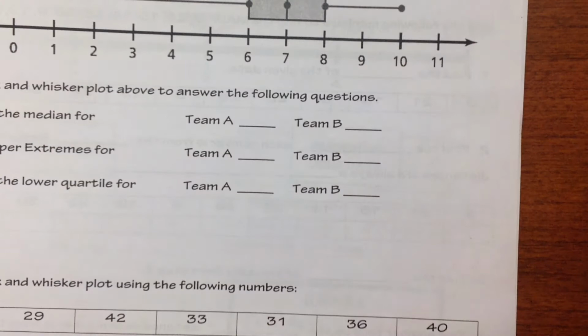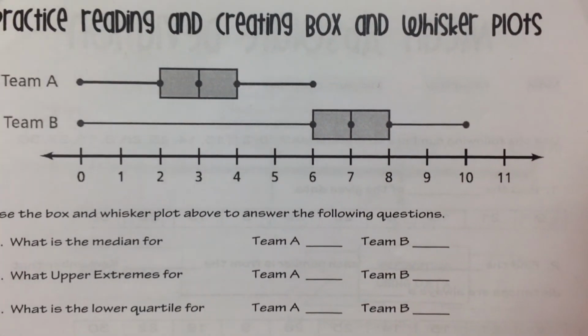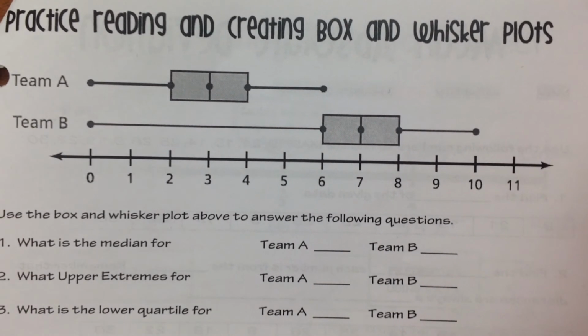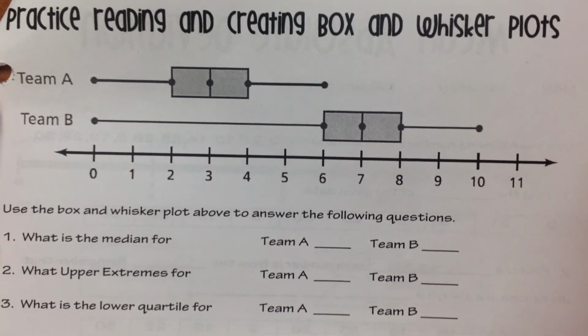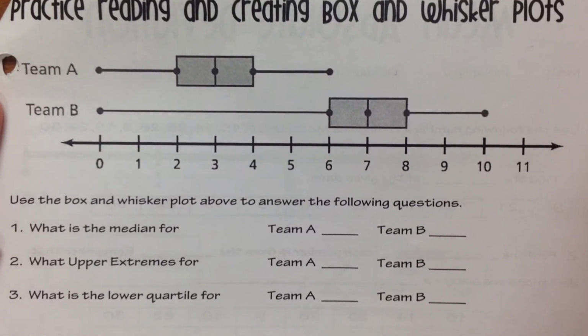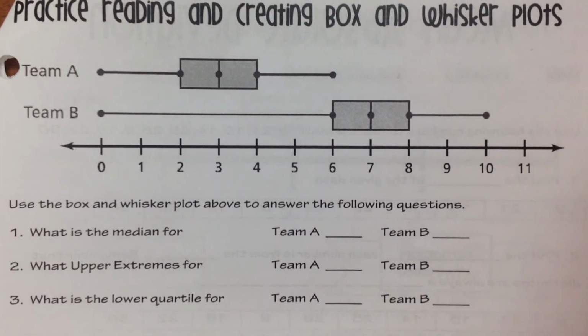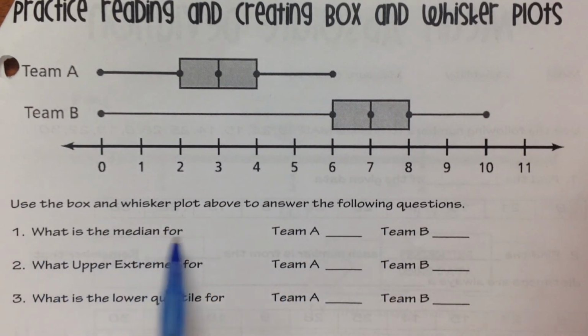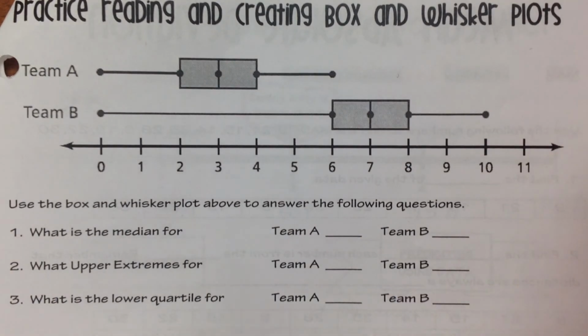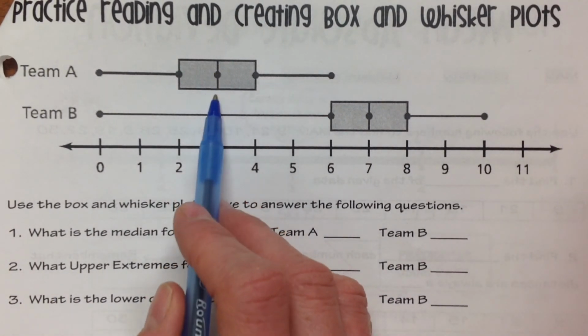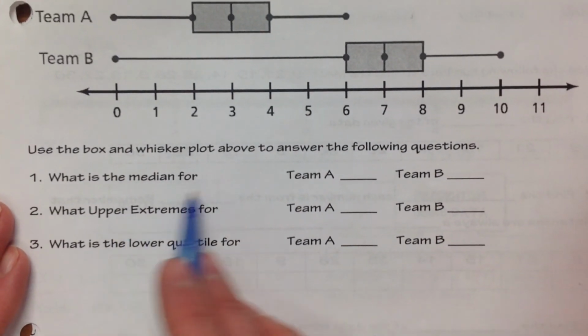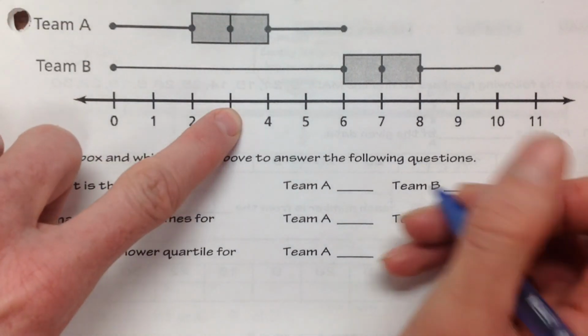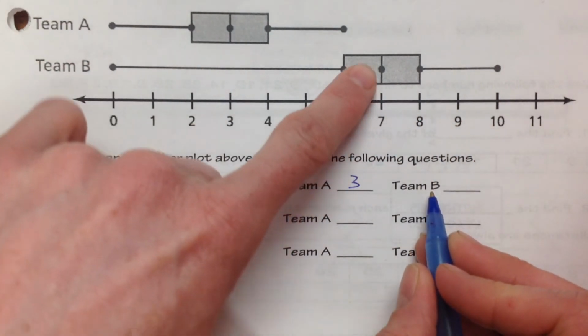Okay, so let's move on to the back page where it says practice reading and creating box and whisker plots. And so it's really important that you understand how to read them. This is where a lot of our mean absolute deviation is going to come in. And so we're going to do this first example here together. And it says that we're going to use the box and whisker plot above to answer the following questions. So we want to know what is the median for Team A and Team B. And let me remind you that this middle number right here is the median, so this line is our median. That's why I labeled them on this side so you had a quick view of what each one were. So the median for Team A would be 3. And the median for Team B would be 7.